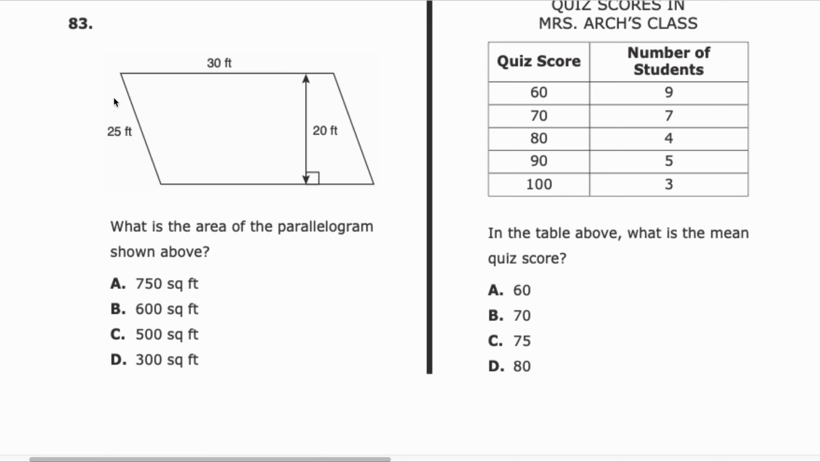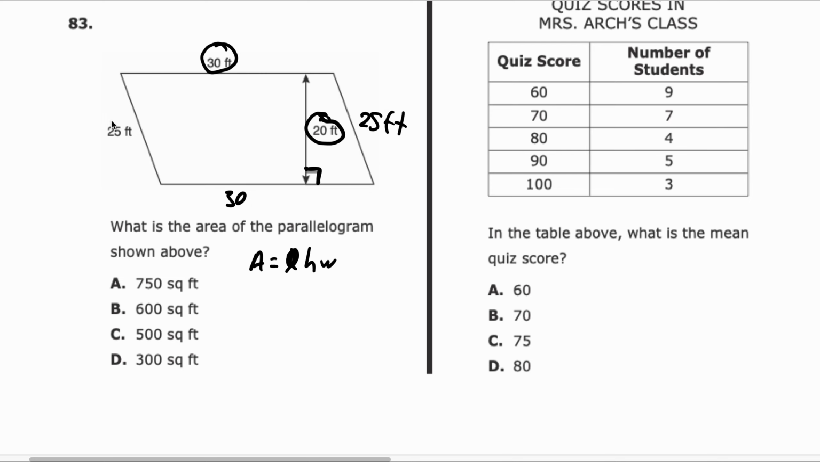Alright, on to 83. So we have a parallelogram here, and we want to know what the area of the parallelogram is. So the area of a parallelogram would just be basically its base times its height. So we're given a height of 20 feet, and then the width is 30 feet, right? This is 30, and it makes a right angle. That's how we know that we can multiply it. And then this would be 25 feet, right?